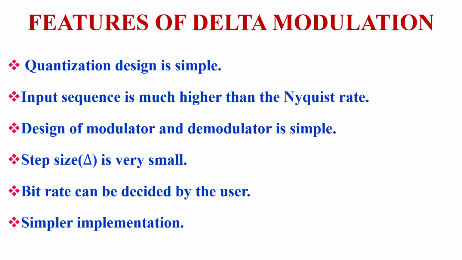Next, the features of delta modulation. The quantization design is a two-level quantization, so it is very easy. The input sampling rate is much higher than the Nyquist rate, so to send very low frequency signals we can use delta modulation. The design of the modulator and demodulator is very simple. The step size is very small. The bit rate can be decided by the user also, and the overall implementation is simple.